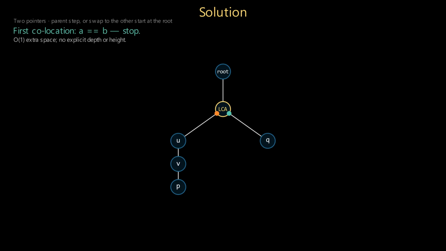The loop exits when the two references are equal, and that node is the lowest common ancestor. Only 2 pointers were stored, so extra space stays constant, and we never computed depths or tree height explicitly.